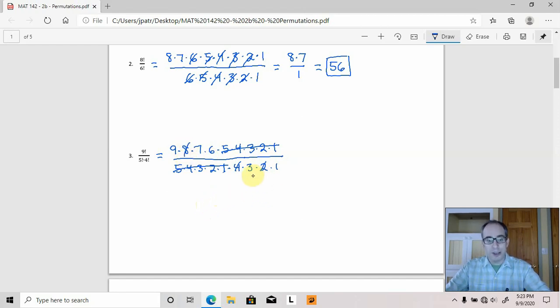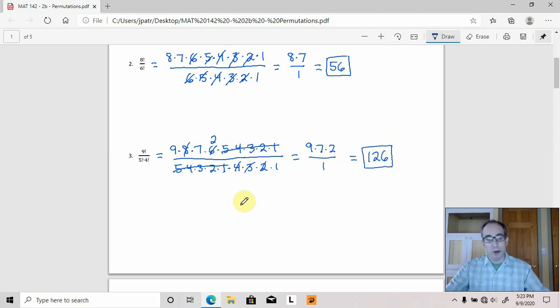And then the 3, I guess you could say, well, 6 is a multiple of 3 and so is 9. Whichever one you want to pick, I'm going to pick the 6. So 3 goes into 6 twice. So what I'm ending up with is 9 times 7 times 2 over 1. So it's 63 times 2, which is 126.